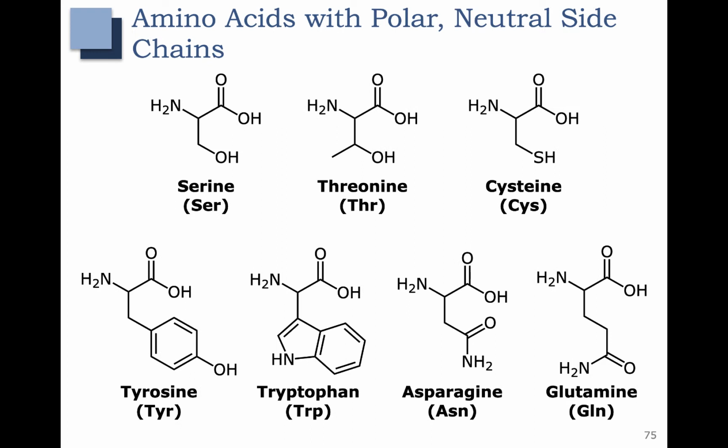Amino acids with polar neutral side chains have functional groups like alcohols, as you can see here with the first 2. You also have an SH or a thiol. Down here we have a phenol, and in the case of tryptophan we have an amine, and the last 2 here have amides. So you can see that they're quite different from the nonpolar side chains, which really had mostly carbon and hydrogen bonds.